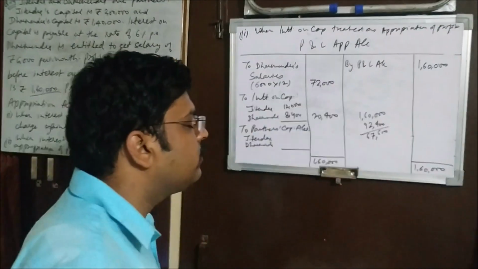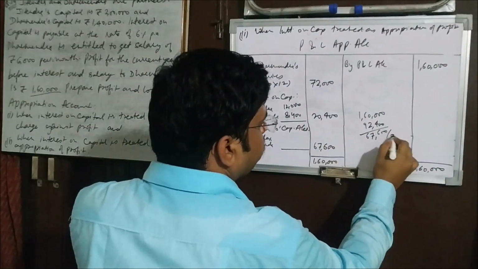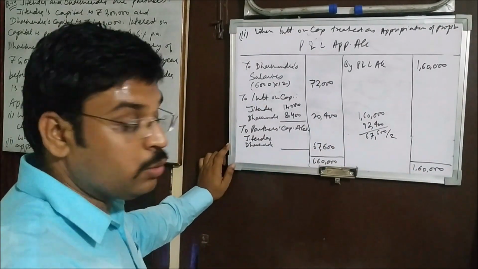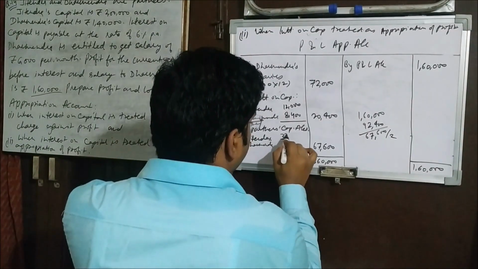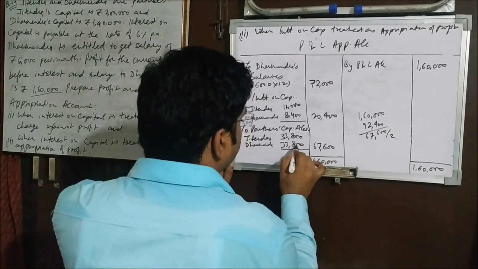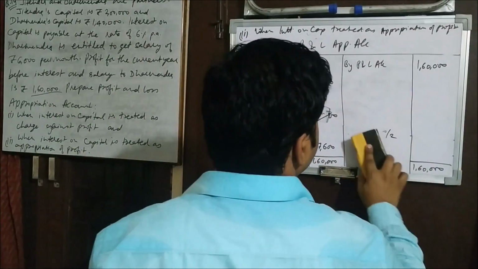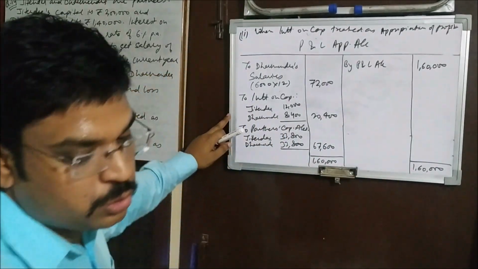That is 67,600 is coming out. We'll put that value here and we'll divide it by 2 because they both are sharing equally. So it will come out 33,800, 33,800. So this is the difference of presentation. Only the difference has come related to treatment of interest on capital.